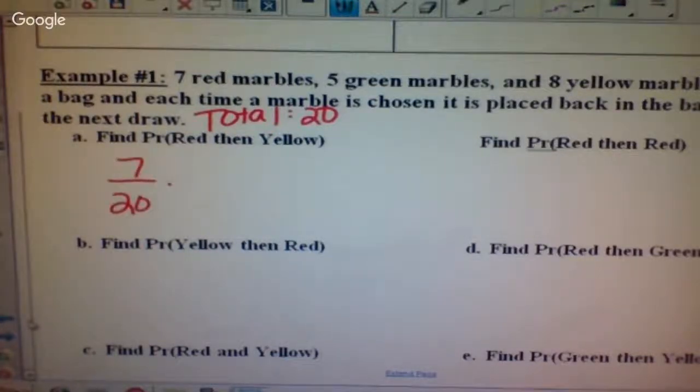What's the probability of me now getting a yellow marble? 8 out of 19. No, it's put back in, so 8 out of 20. .14.